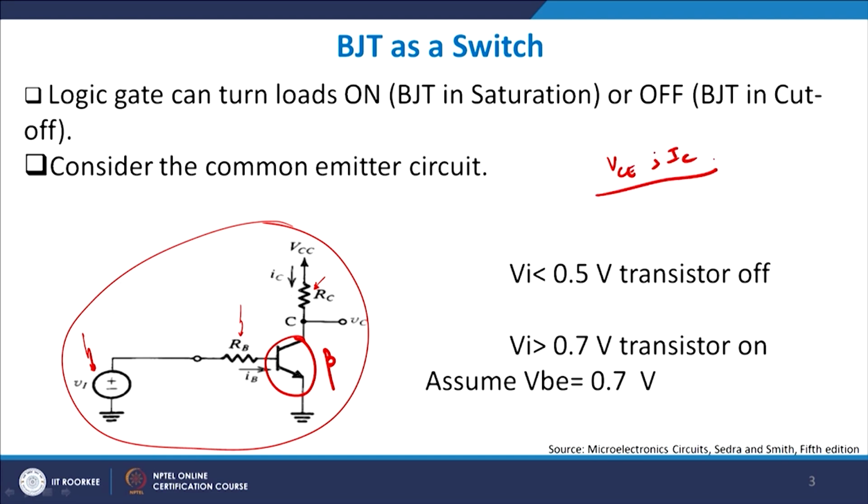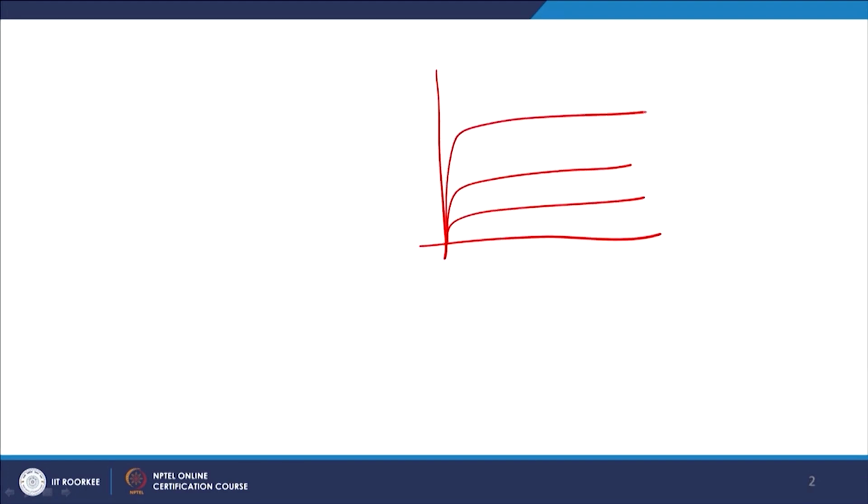Where should you bias so that it acts as a switch? That we need to find out. So, if you plot in a common emitter configuration for various values of VCE versus IC, this is for various values of IB.